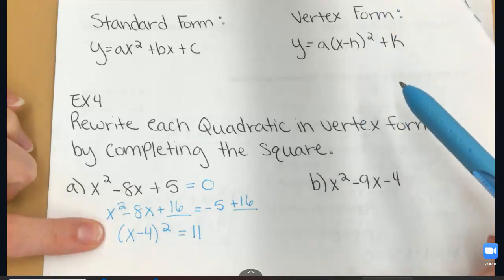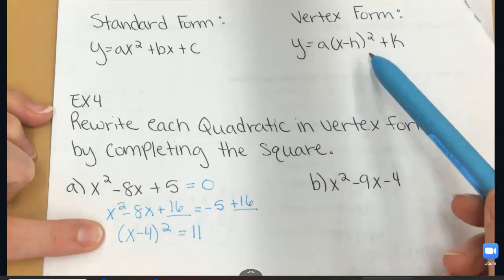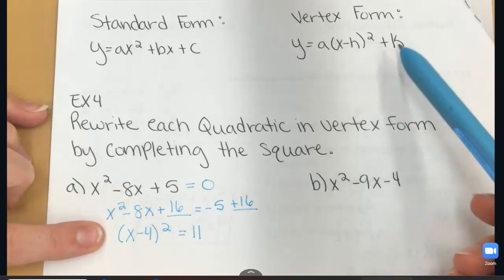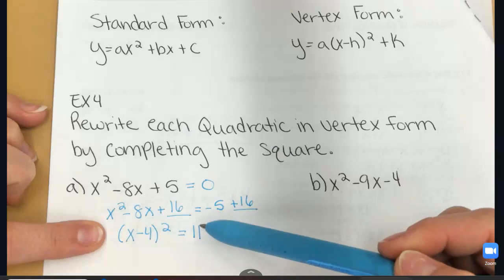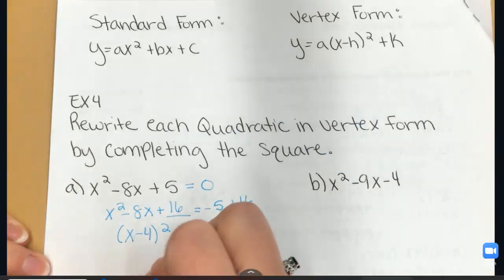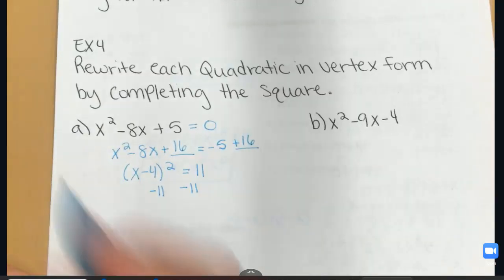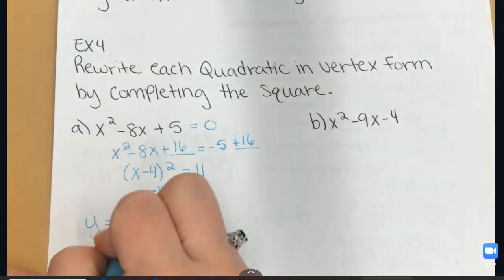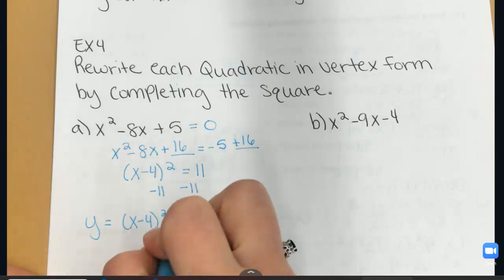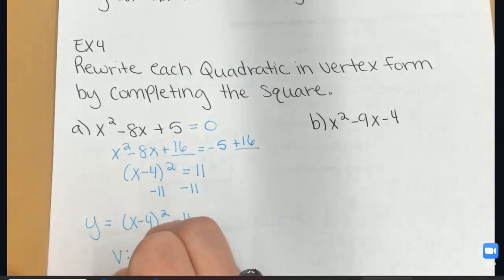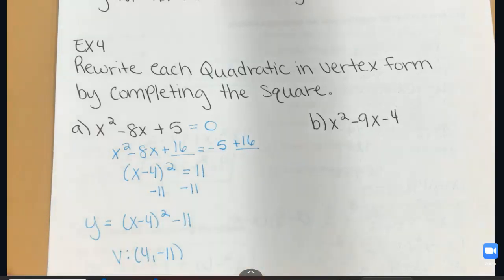So if I look at what I have here and what vertex form is, the difference and the thing that I still need to correct is that my k value, 11 essentially, is on the wrong side. So I can correct that by subtracting, and my quadratic equation will be (x minus 4) squared minus 11. So what that would mean here is I have a vertex at (4, negative 11).